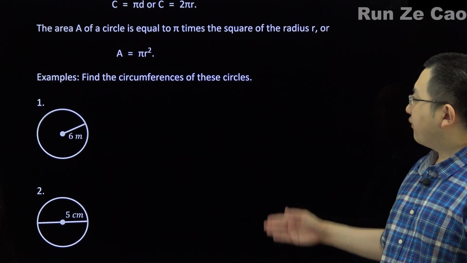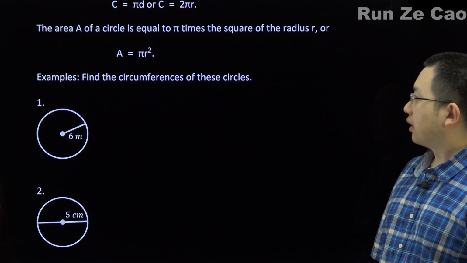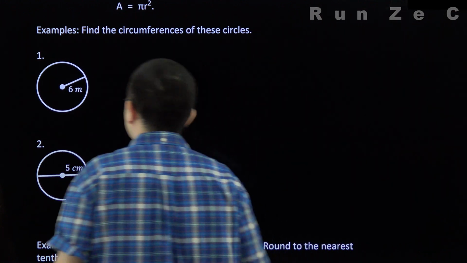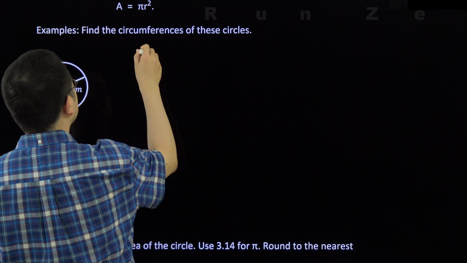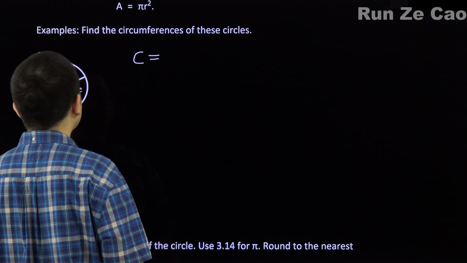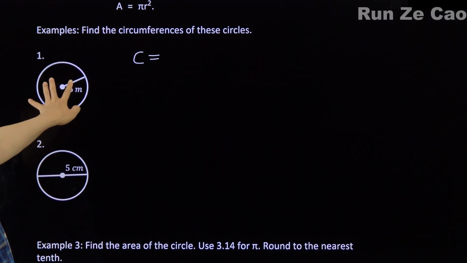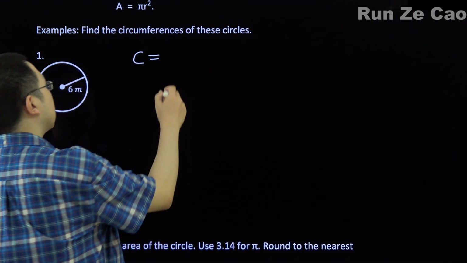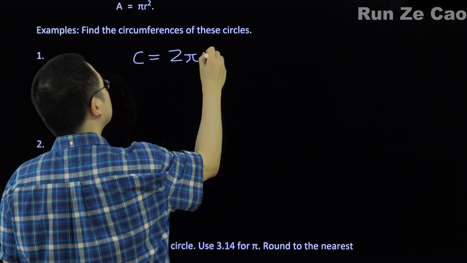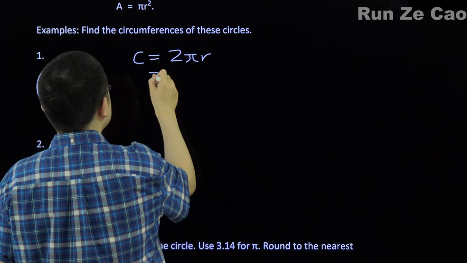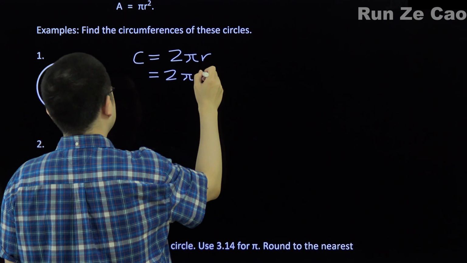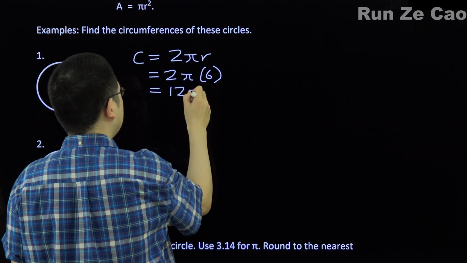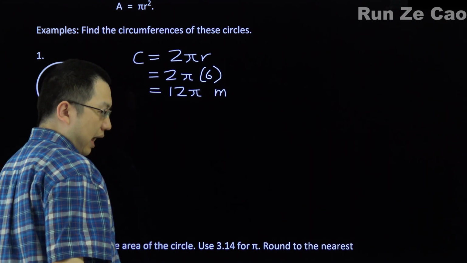Now let's find the circumferences of these circles. So we have a radius of 6 meters. Well, we know that circumference is equal to pi d, so pi times diameter, or because we know the diameter is going to be 2 times the radius, that means it's 2 pi r, which means 2 times pi times 6. So 12 pi meters is the exact value.